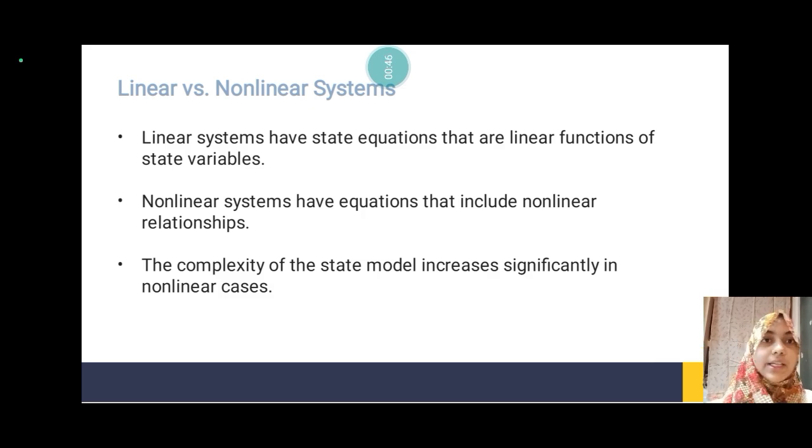Linear versus non-linear systems. Linear systems have state equations that are linear functions of state variables. Non-linear systems have equations that include non-linear relationships. The complexity of the state model increases significantly in the non-linear cases.